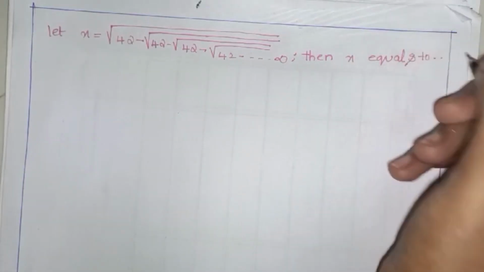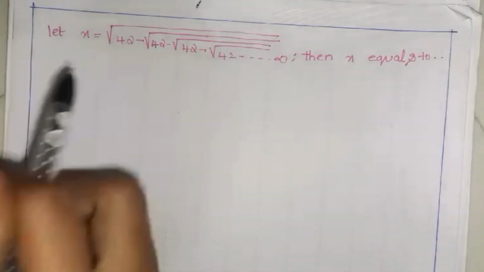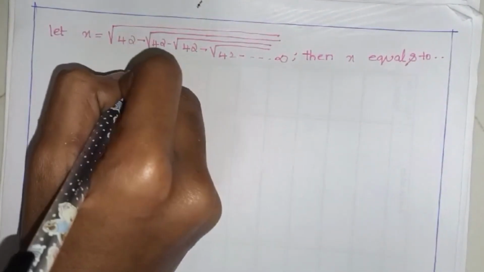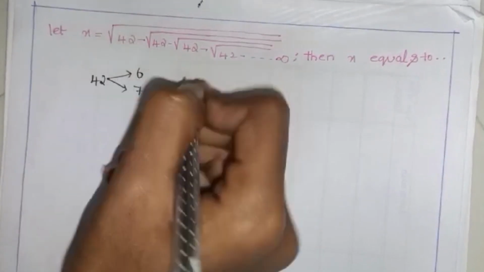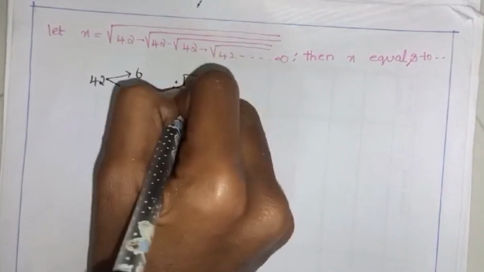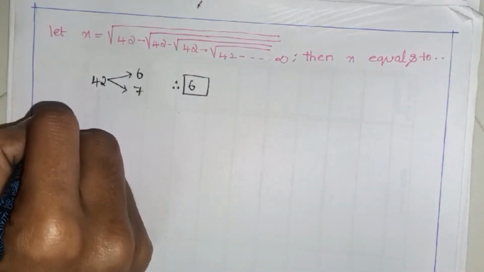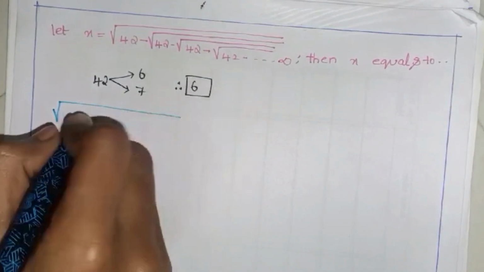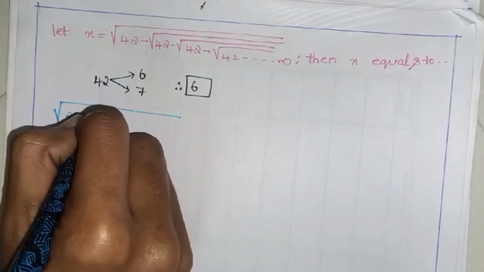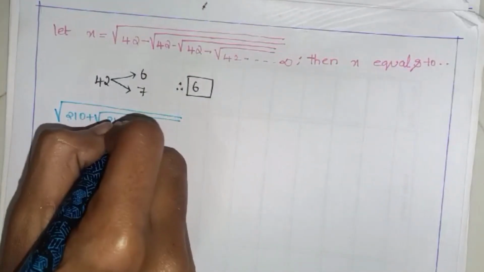If you have a question like this, just observe carefully. Square root of 42 minus something: you need to take the factors of 42, which are 6 and 7. Here, under the square root you have minus, so your answer would be 6.